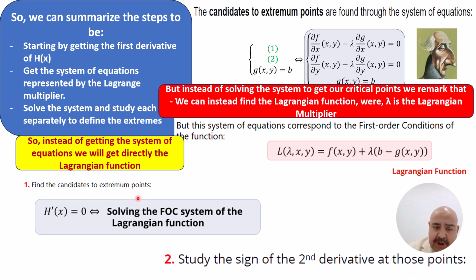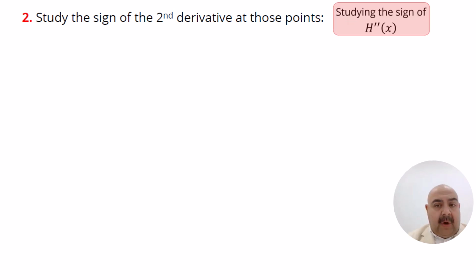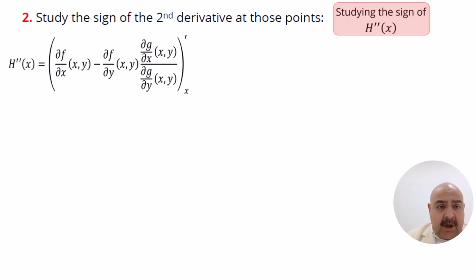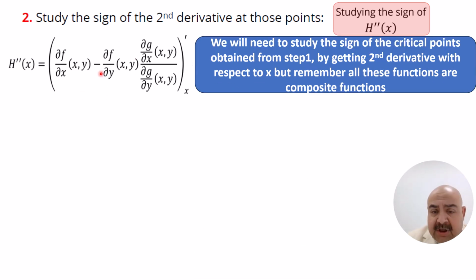So once more, getting h dash equal to 0, solving the first order condition together, and then the Lagrangian from the Lagrangian function. Second, study the case and the sign of the second derivative of those points, which is going to be an easy task. Once we go to the second derivative, once more, we will need to find the derivative of h double dash of x, of h dash of x. And of course, it's going to be a little bit complicated since we are using the implicit function theory. This is why I told you we will have to review it.